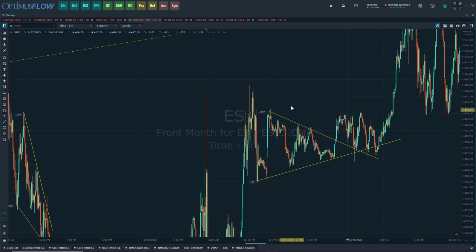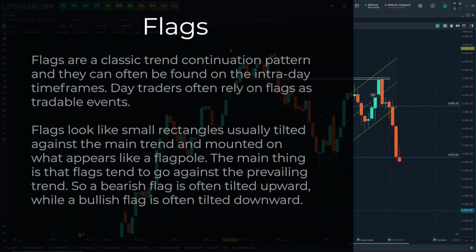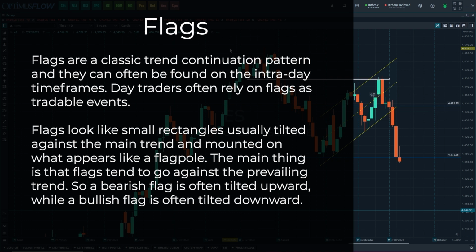Flags are a classic trend continuation pattern, and they can often be found on the intraday timeframes. Day traders often rely on flags as tradable events. Flags look like small rectangles, usually tilted against the main trend and mounted on what appears like a flagpole. The main thing is that flags tend to go against the prevailing trend, so a bearish flag is often tilted upward, while a bullish flag is often tilted downward.